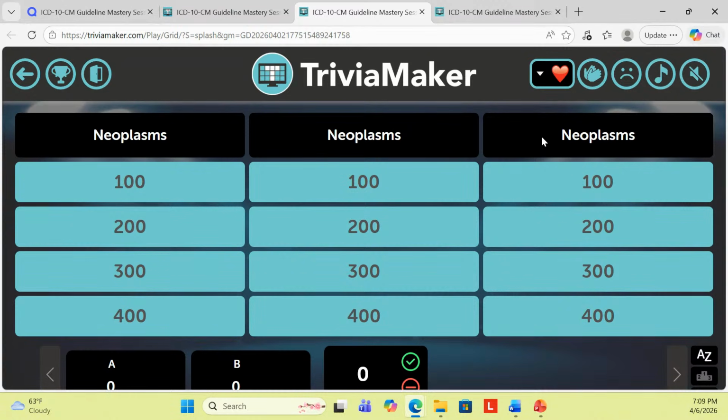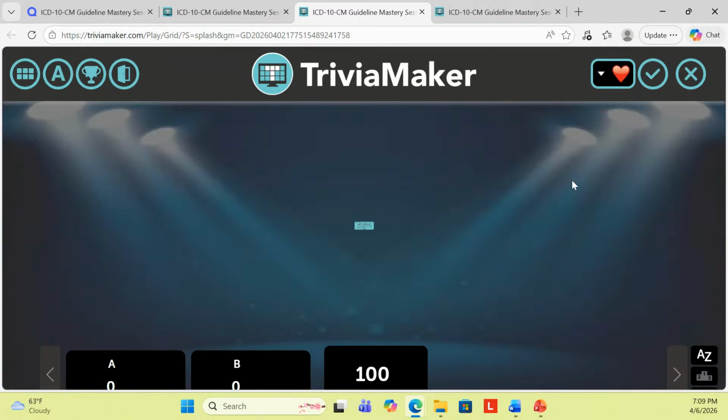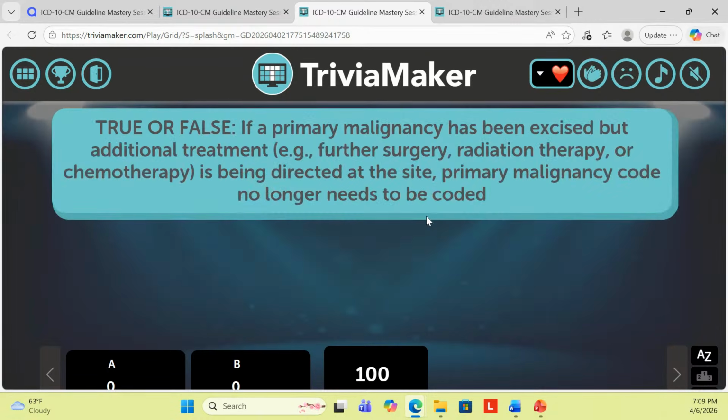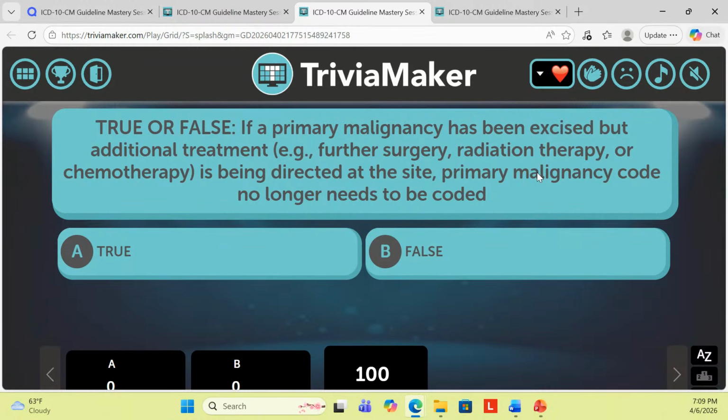So let's start off with a 100 just to get us warmed up. Oh, this is a long one. My goodness. Okay. So, true or false? If a primary malignancy has been excised, but additional treatment like further surgery, radiation therapy, or chemotherapy is being directed at the site, primary malignancy code no longer needs to be coded. True or false?